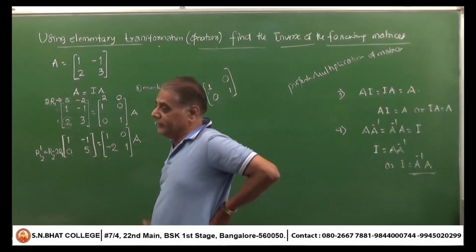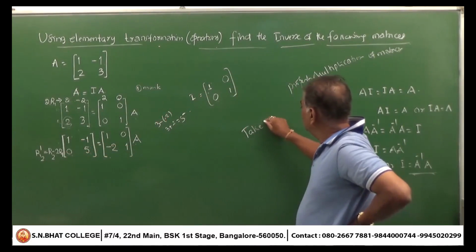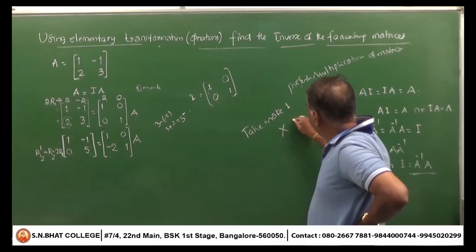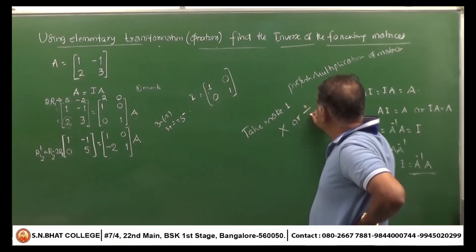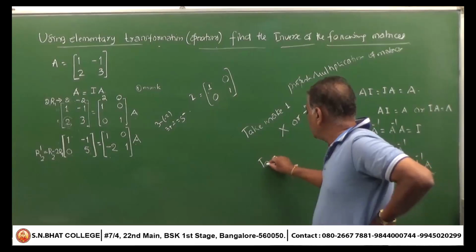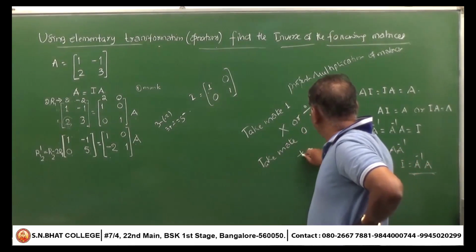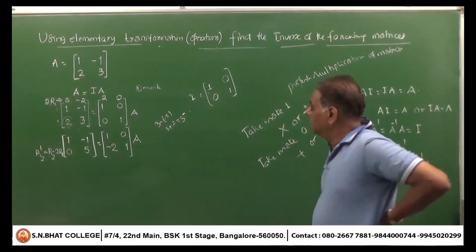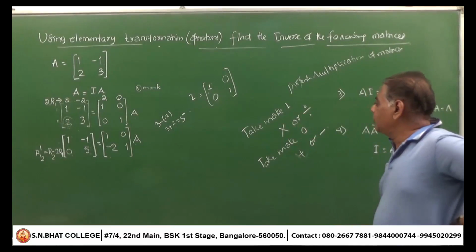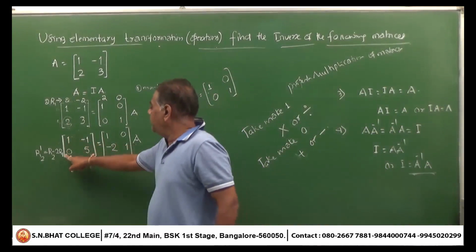Next, I have to make 1. Please remember, to make 1, the rule is either multiplication or division. To make 0, you have to do either addition or subtraction. To make 1, either multiplication or division. I have made 1. I have made 0.